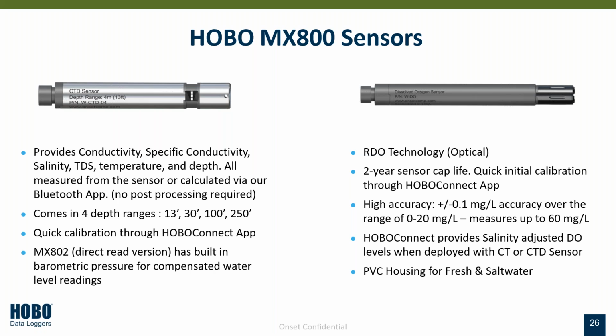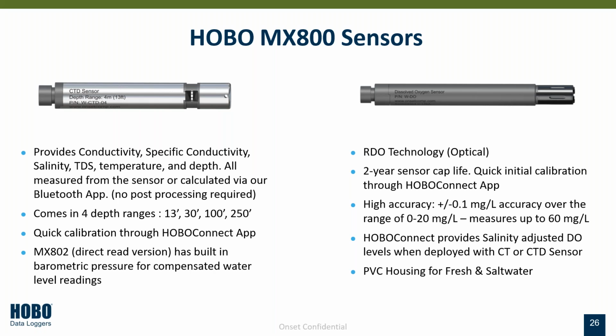And there's a quick calibration. We've got our HOBOconnect app. It's really easy to connect and do all the calibrations through the app. So we do that, and it's fantastic. On the DO sensor, it is the RDO optical technology that we have. And this cap is a 2-year sensor cap. Unlike some of our USB loggers that have a 6-month life, this is a 2-year sensor cap. So there's a lot of savings as well right here when you're switching to doing that.